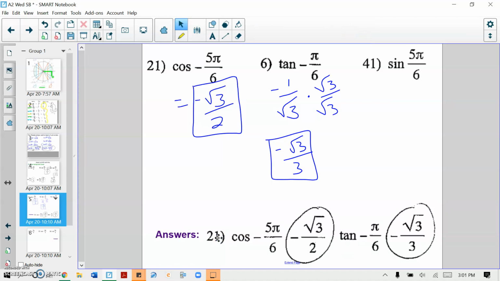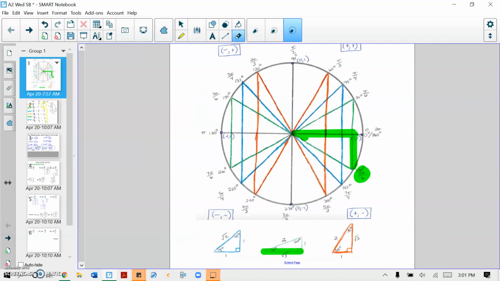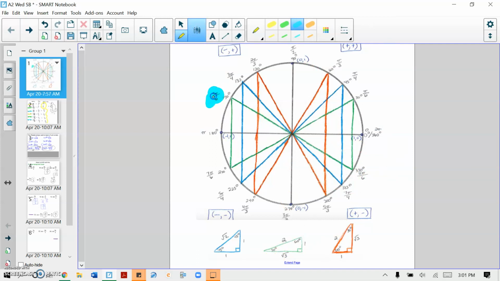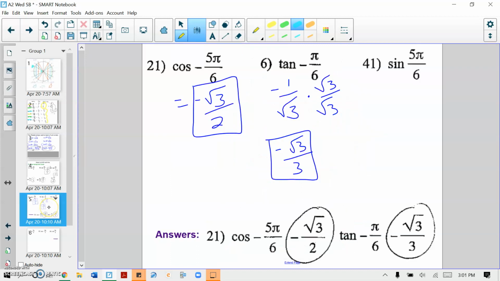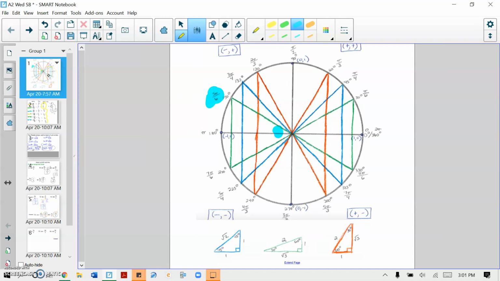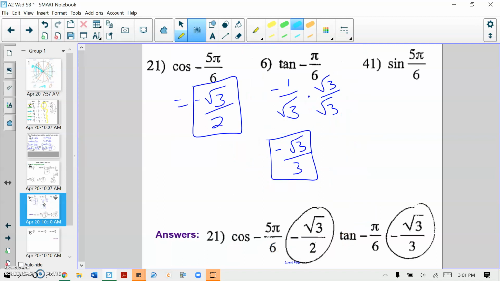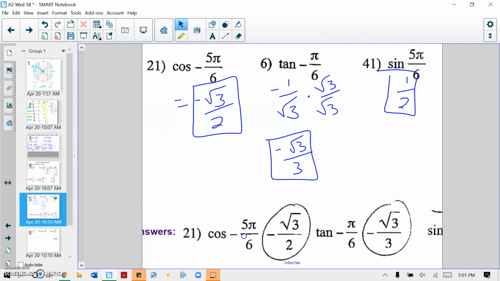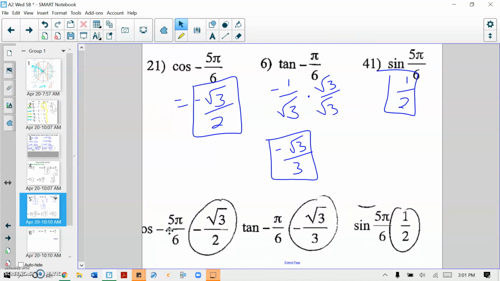All right, last one, you guys. Sine of 5 pi over 6. Go back to our unit circle. It's just regular positive 5 pi over 6, so I know I'm just going to look at this guy right here. I don't have to do the whole negative thing. So if this is my reference angle, and I want sine, sine is opposite over hypotenuse. So that means my opposite side is 1, my hypotenuse is 2. So this answer should be a nice straightforward 1/2. Let's see how I did. There we go. Awesome.